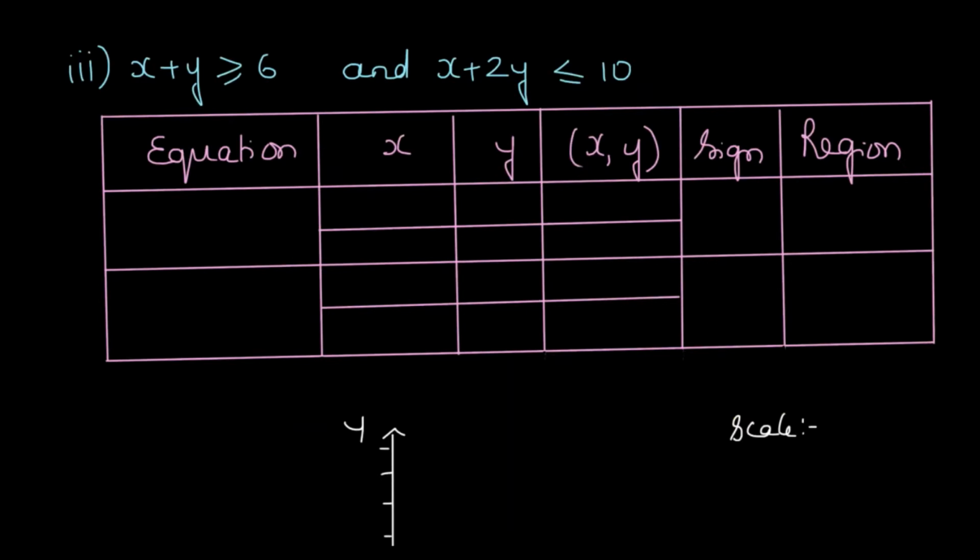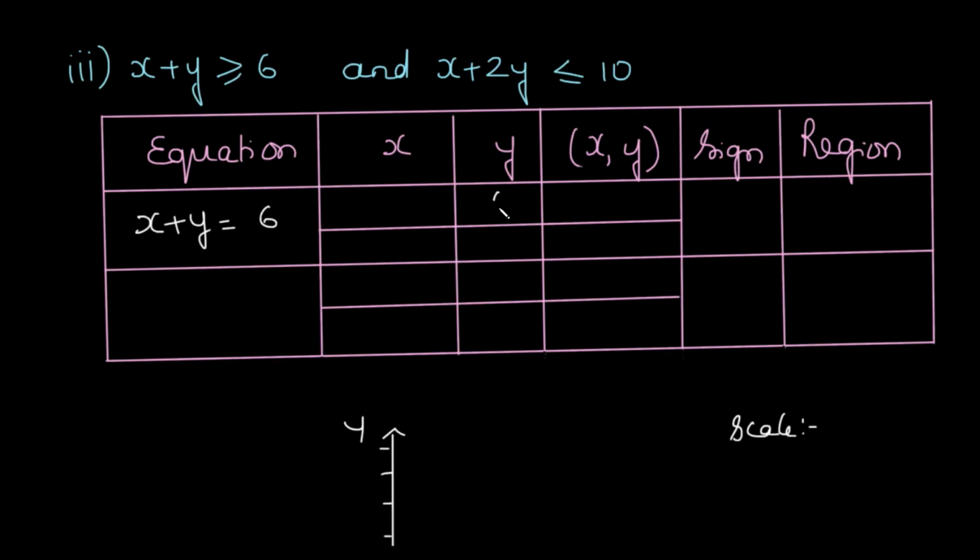Let me show you one more sum of this type. The question is x plus y greater than or equal to 6 and x plus 2y less than or equal to 10. Again, the beginning part is the same. Yes, you can do it with me, and do it quicker than me actually by now. Just try to follow what I'm writing.